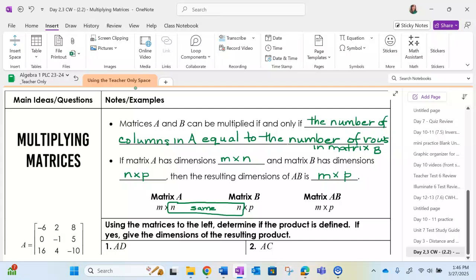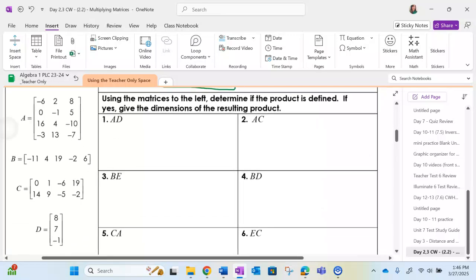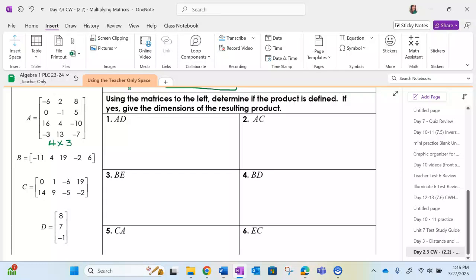Okay, so let's look at some examples. Let me make sure they all can be seen. All right, so we're going to deal with A and D. The first thing I'm going to do is write the dimensions for all 4 of these. So it's row by column. This is 4 by 3. This is 1 by 5. This one is a 2 by 4. And this one is a 3 rows by 1 column.